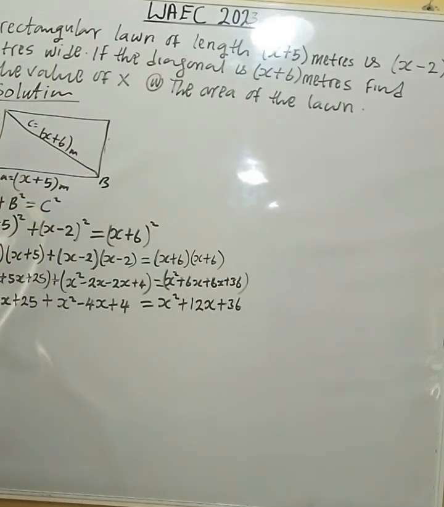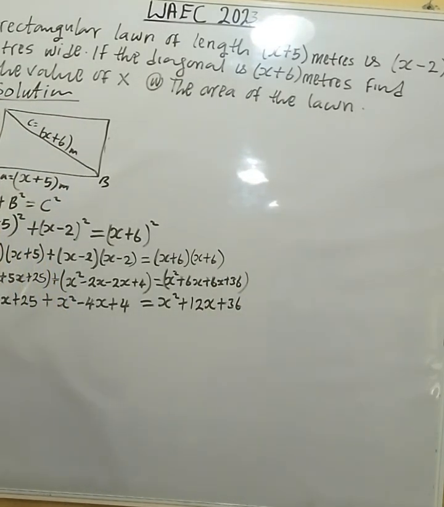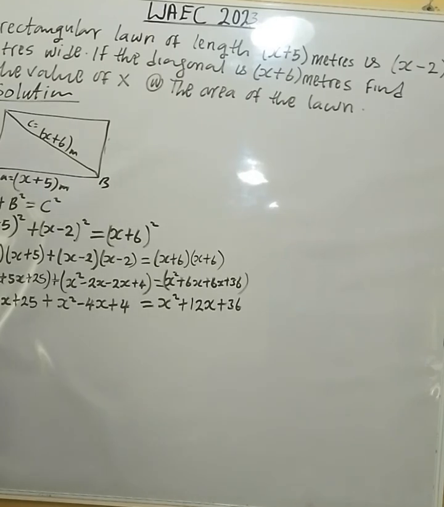Having done that, the next thing we are going to do is to collect the like terms. Here we have x squared and x squared, so we group them together. x squared plus x squared is going to give us 2x squared.